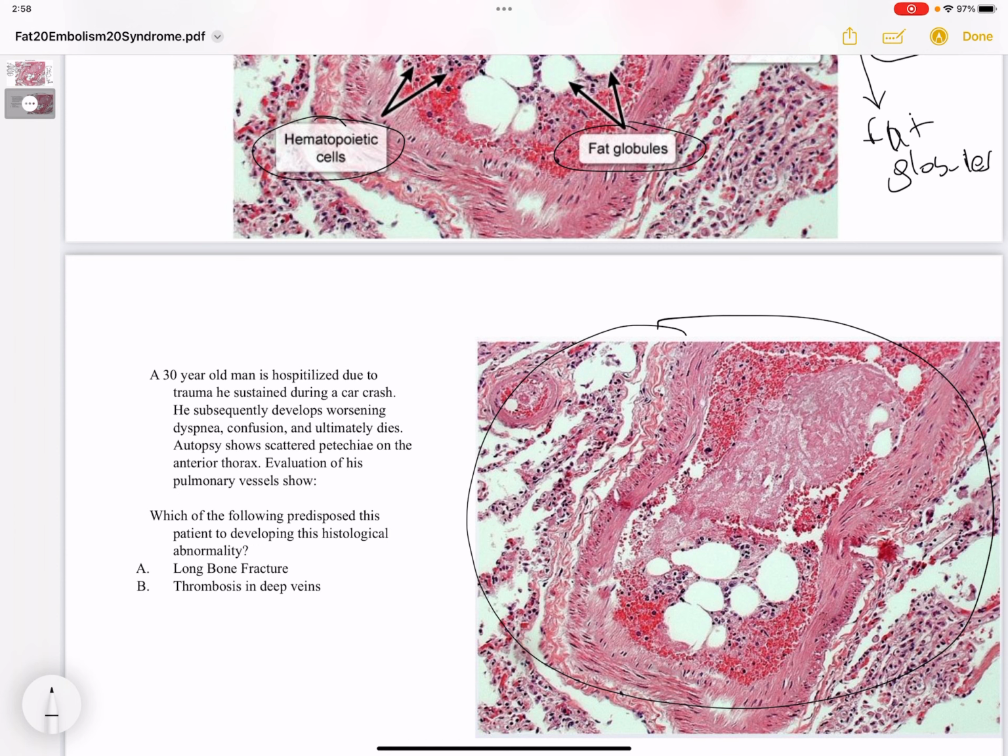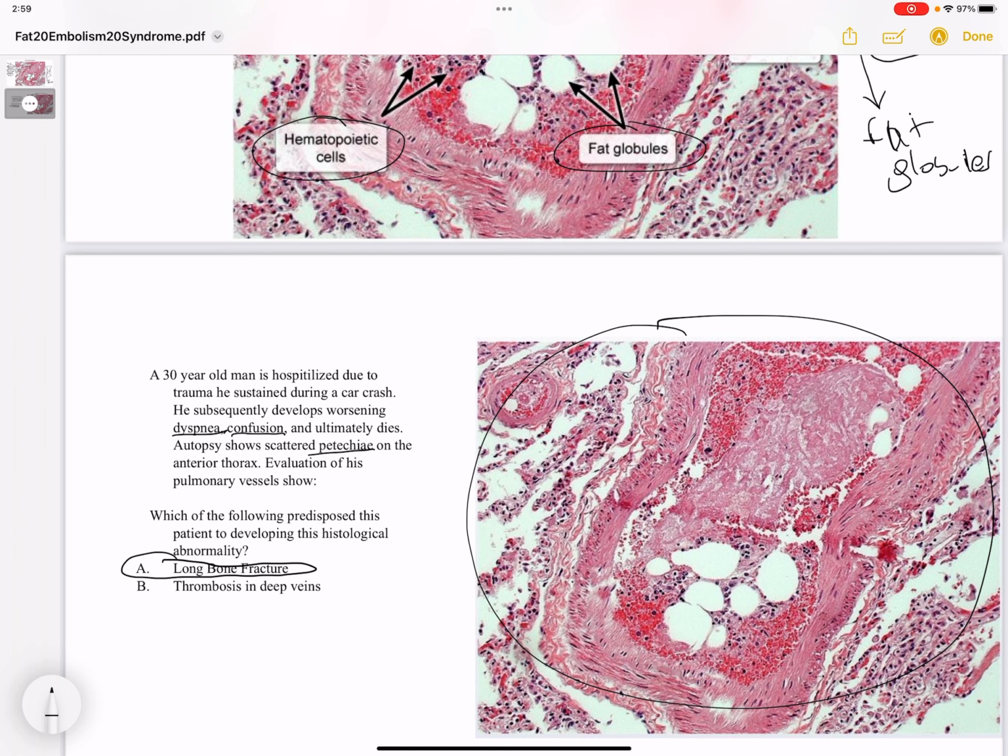Now, this is a classic example of fat embolism syndrome. The patient has respiratory distress and dyspnea. He has confusion, which is going to be neurological impairment due to the fat globules reaching the brain, and some petechia due to the fat globules reaching the skin. And as we said earlier, fat embolism syndrome is most commonly going to be occurring due to a long bone fracture, which happens in this patient due to the car crash.